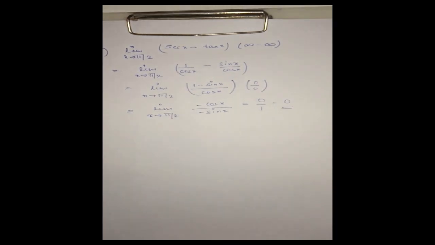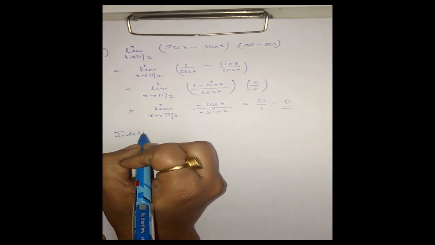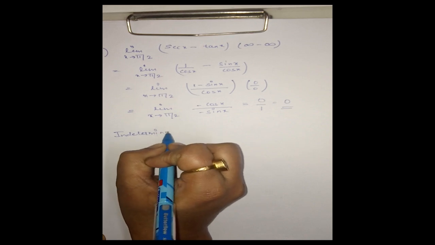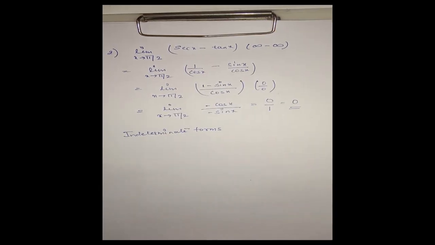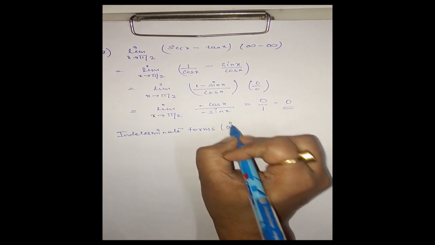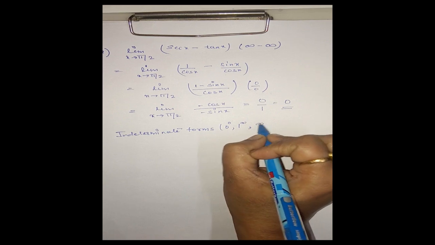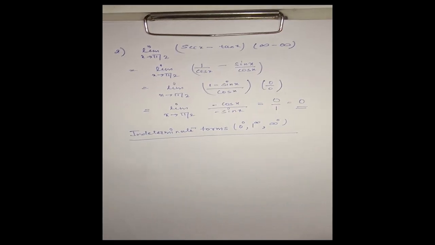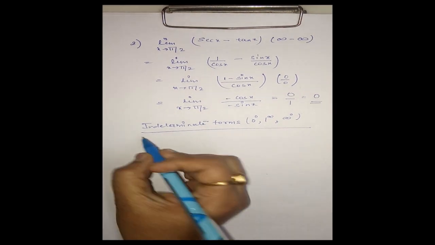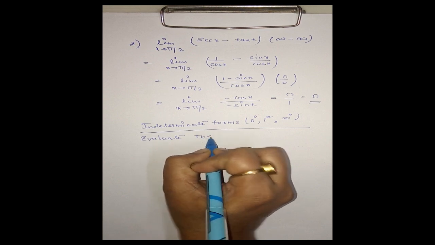Now we consider the indeterminate forms of 0 power 0, 1 power infinity, infinity power 0. Okay, now we consider the problems on this form. Okay, now evaluate the following limits.